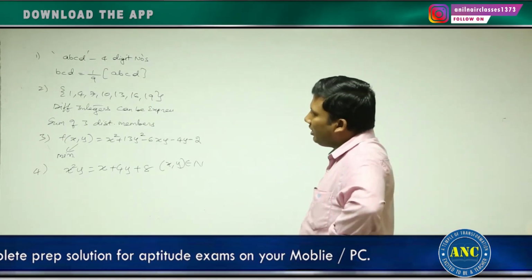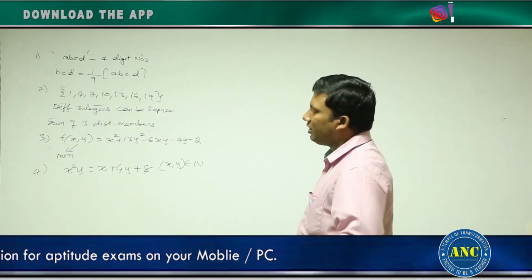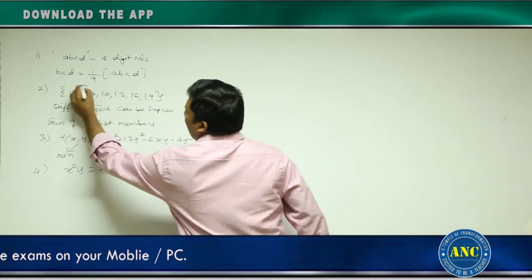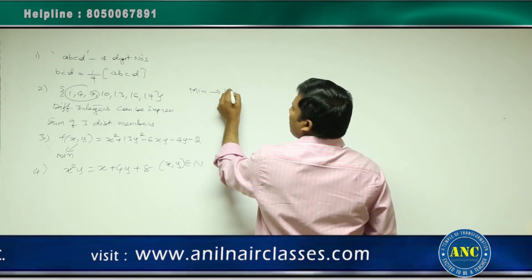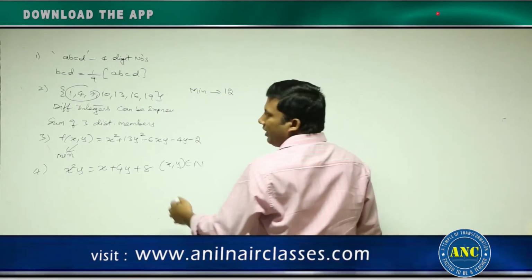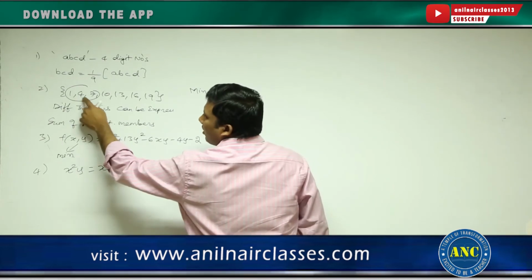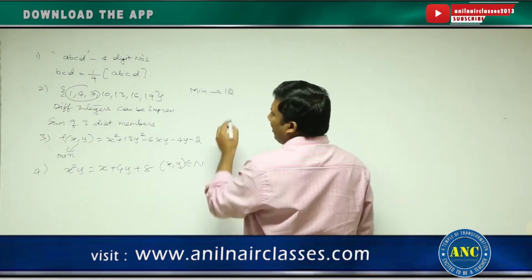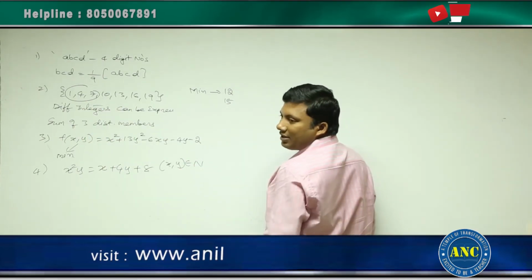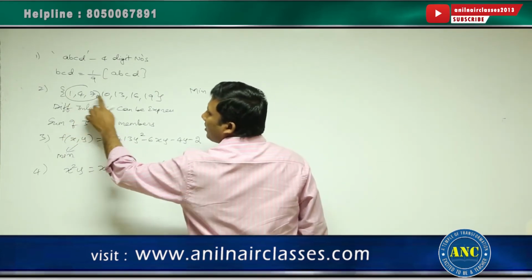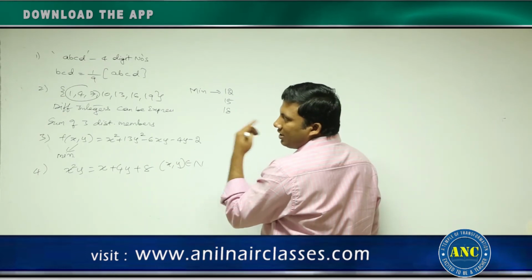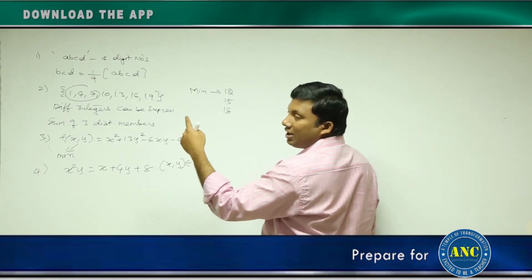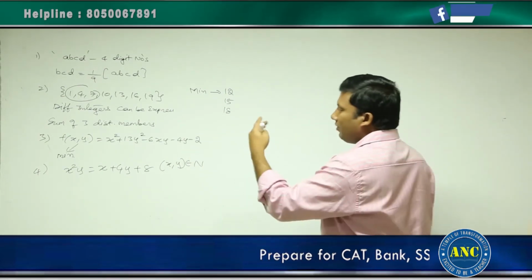How many different integers can be expressed as a sum of 3 distinct members? If I take the lowest sum, what is the lowest sum? 1 plus 4 plus 7, 12. If I take the next 3, what is 1 plus 4 plus 10? 15. If I take the next one, what is 1 plus 4 plus 13? 18. Can I say that? Because the elements in the set have a common difference of 3, 12, 15, 18.